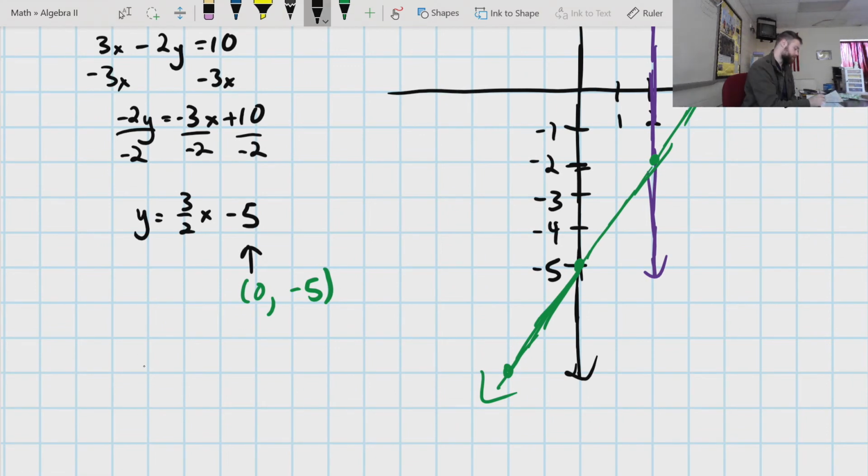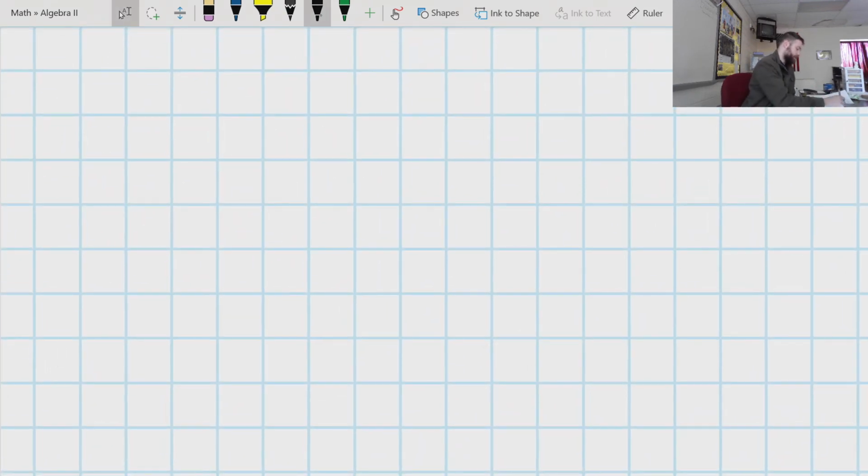So the solution to these graphs is 2, negative 2. And you might be saying, oh, well, that's great. I need a really hard one. I don't understand it unless I get a really hard one. Well, here you go. Example 4.